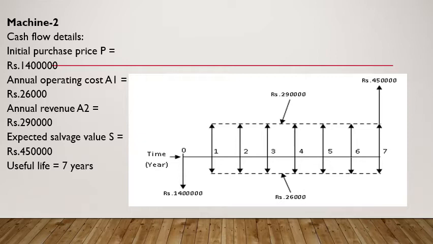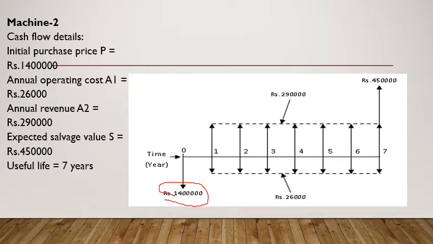Okay, and initial purchase price 14 lakh, and obviously initial purchase means it will come at t is equal to 0. Annual costs are 26,000. It's also flowing for 7 years, no problem. Revenue is 2,90,000. There is no variation. It's also flowing continuously at the uniform rate till 7th year. And finally the salvage value 4,50,000, which is at the end.